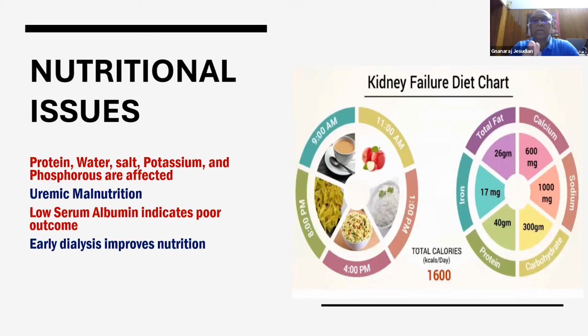So one of the mainstays of treating patients with renal failure is to take care of the nutritional issues, because it affects proteins, water, salt, potassium, and phosphorus. And it can cause what is called uremic malnutrition. This occurs because we don't give the specialized food for patients with renal failure. They may be taking food which is normal for others, but that itself can cause problems in these patients. And of course, if these patients have early dialysis, it improves the nutrition status and improves the outcome.